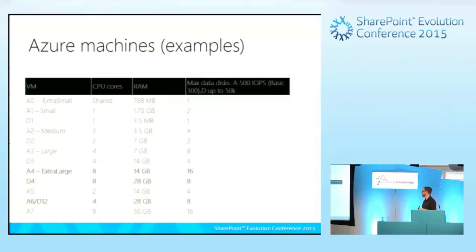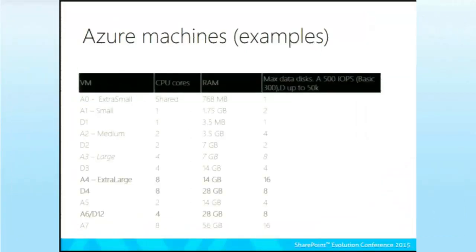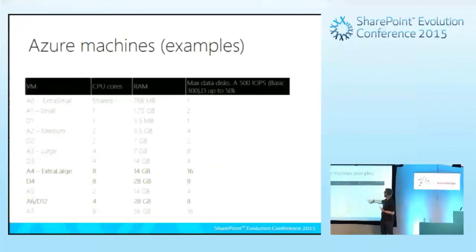Here's a couple of examples of machines. What you should notice here is the right-hand column, which is important. If you take a look at A4, which I think is a really good example of what you could use to build out a SharePoint machine, it can actually have 16 extra data disks. And to get maximum IOPS, 500 IOPS is the standard tier, so we can get up to, what's that? 8,000 IOPS, yeah. If you use the standard tier, it's a little bit lower.